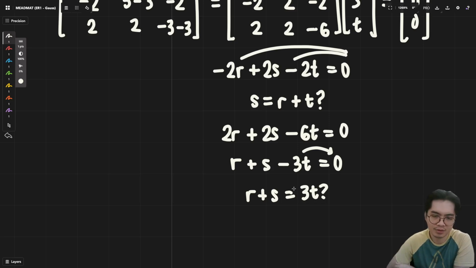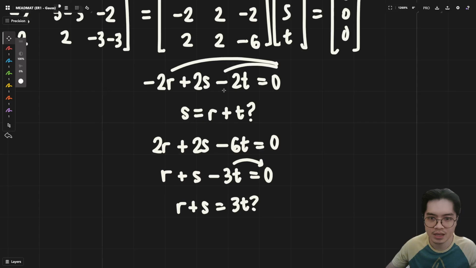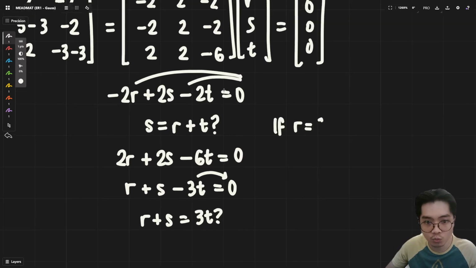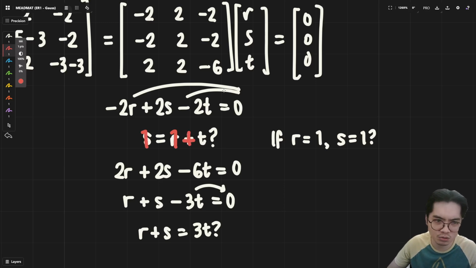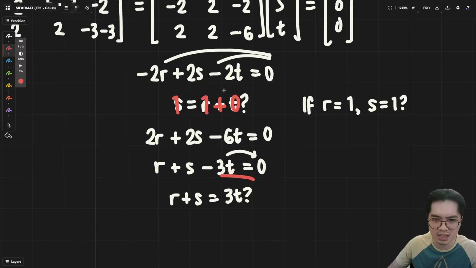Okay, let's try. If, say for example, your R is 1, it's still not enough to solve this thing. So what is going to be your value of S? Say S equals 1. Let's try. 1 plus something is equal to 1, so your T is 0. Okay, let's see if this is also true for the other side. 1 plus 1 is 0. That doesn't sound right. Okay, so let's backtrack a little bit.